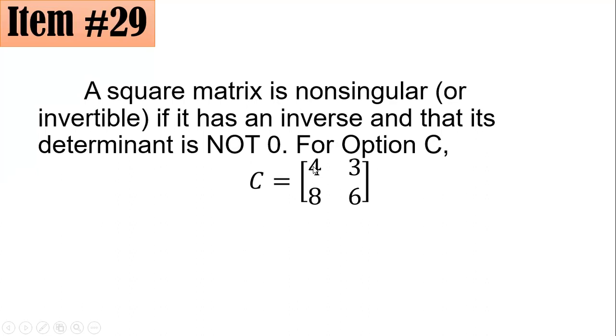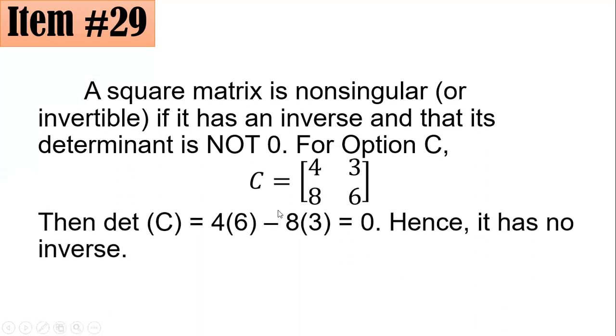If you get the determinant, 4 times 6 will be 24. 8 times 3 will be 24 as well. And 24 minus 24 is 0. Hence, the determinant of C is 0. And since the determinant is 0, meaning to say it has no inverse. In this case, since the determinant is 0, therefore C has no inverse. Letter C is the correct answer. You may check with the other options, but I'm sure that their determinants are not 0.